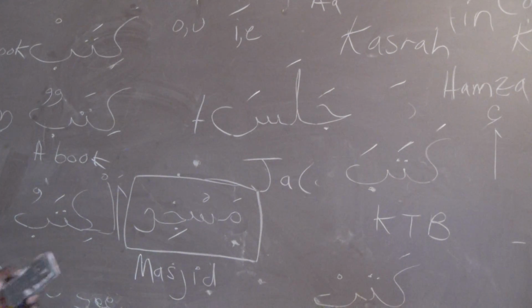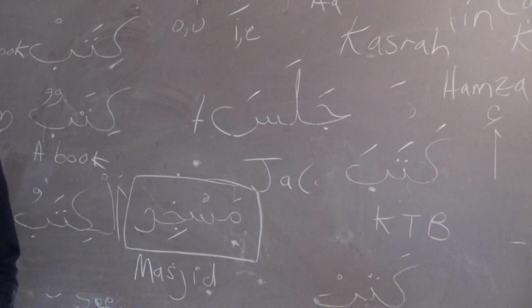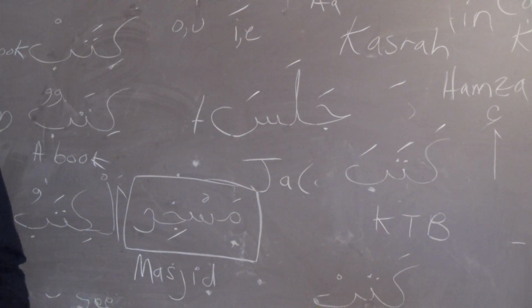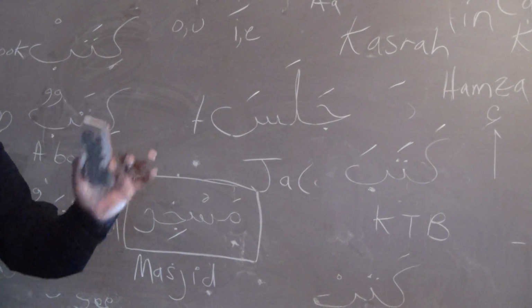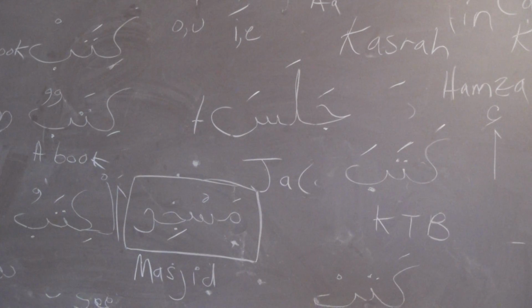What do we do when we come to the masjid? What is one of the main things we do when we come to the masjid? We make sujood. We make what, brother? Sujood. Sujood is what position? Prostration. So the masjid is a place of prostration.